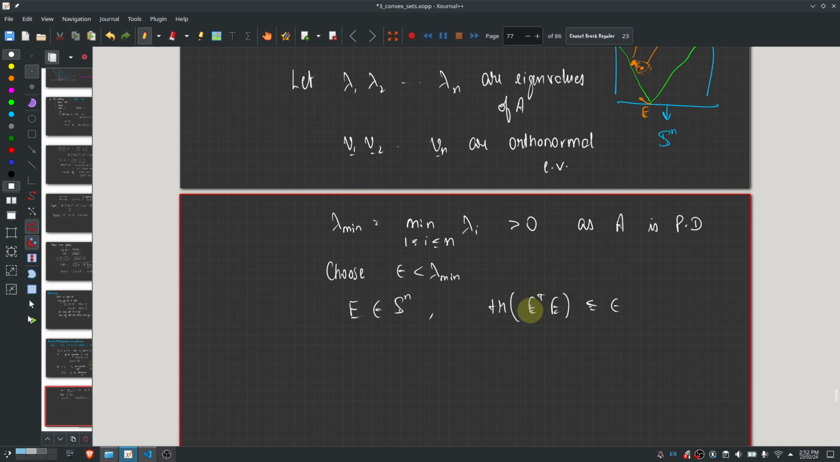Okay, but E is a symmetric matrix, so what is E transpose E? Yeah, it's just E square, right? So the trace of E square is less than or equal to epsilon. Okay, sorry, this should be less than or equal to epsilon square. So the trace of E square is less than or equal to epsilon square. So what can you say about the eigenvalues of E?